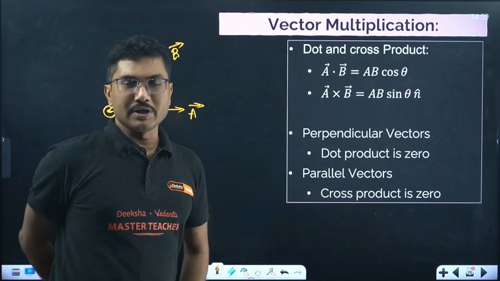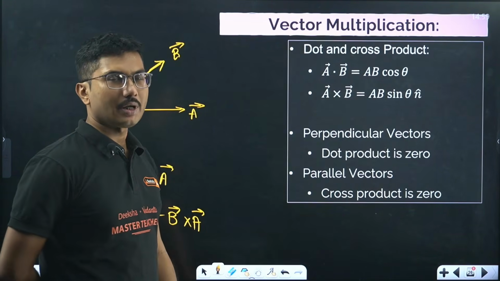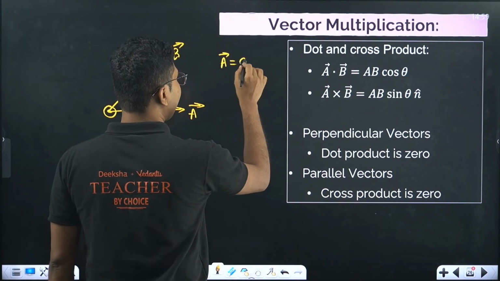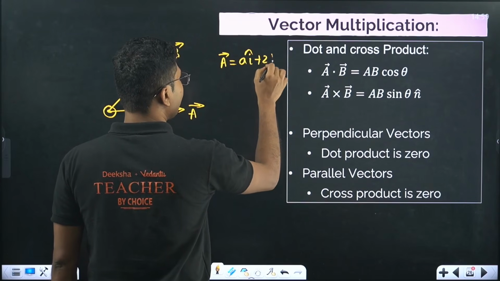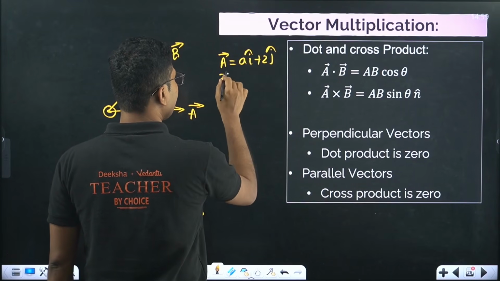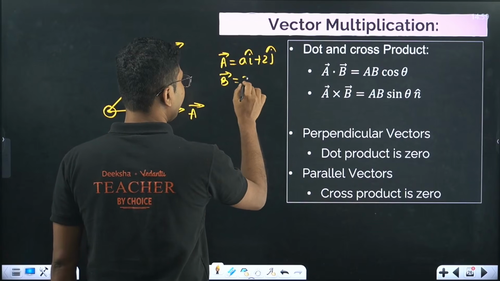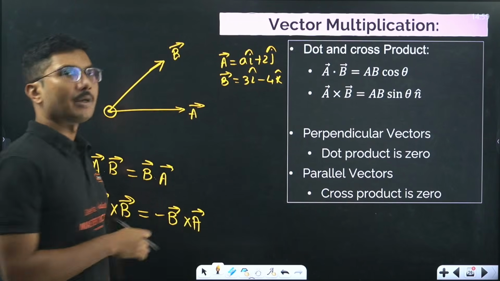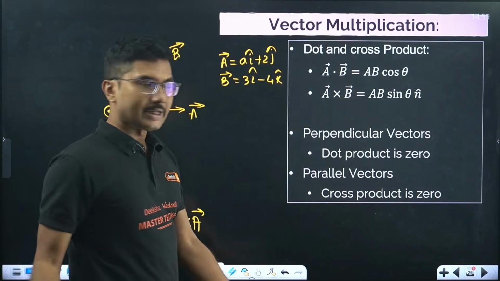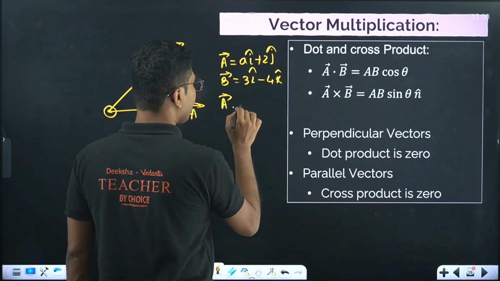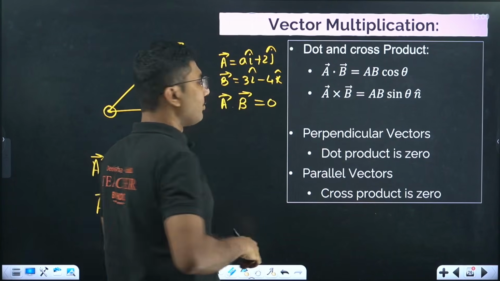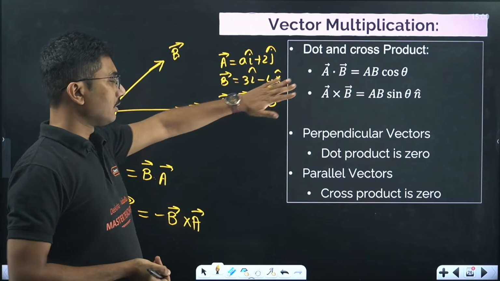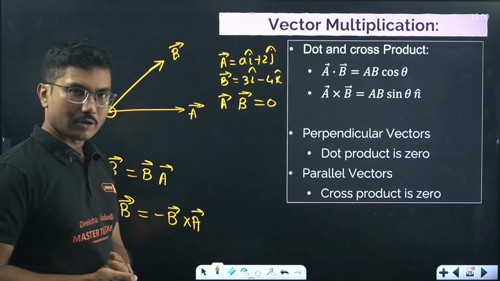When two vectors are given to you and it says that these two vectors are perpendicular, find the unknown value. Suppose vector A equals a i cap plus 2 j cap, and vector B equals 3 i cap minus 4 k cap. Now it says that A and B are perpendicular. What is the value of a? In that case, you have to do A dot B equals 0, because if two vectors are perpendicular, their dot product is always 0.